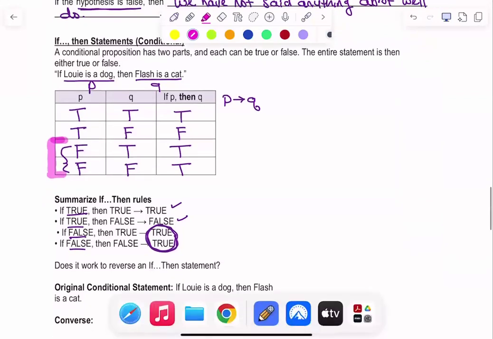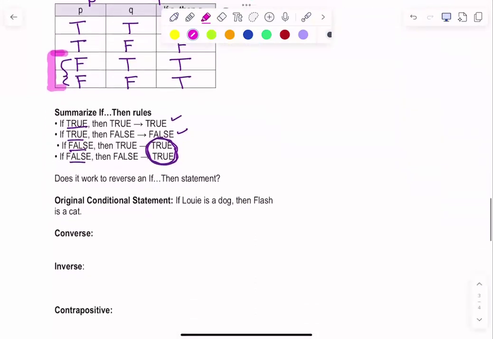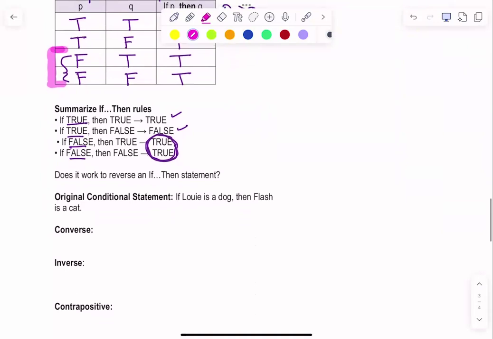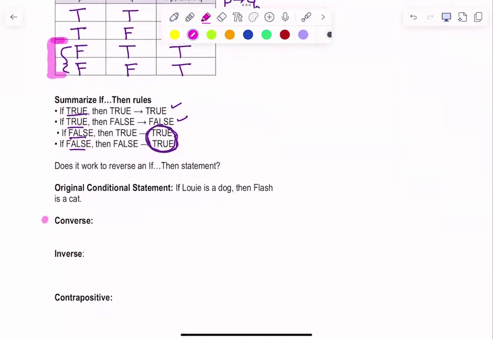Now we're going to talk about some other ideas of how to write these conditional statements. The original conditional statement says, if Louis is a dog, then Flash is a cat. Your converse says, if Flash is a cat, then Louis is a dog.